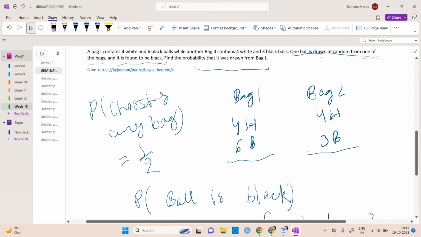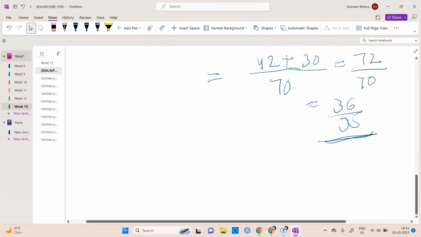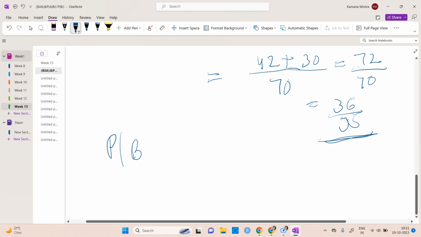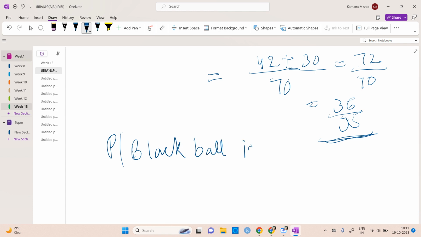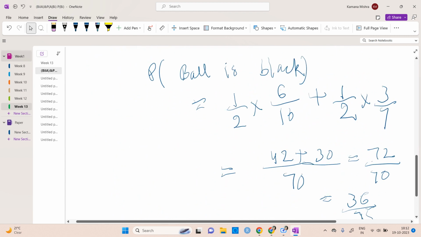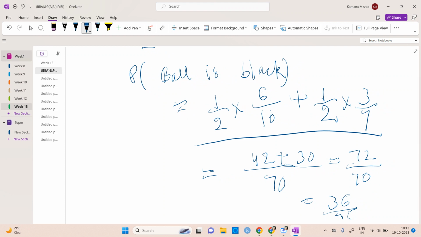Now the question is, find the probability that it was drawn from bag 1. So this is the probability that the black ball is drawn from bag 1. Do you want to give it a try, how we can find it? This is for the total, so what will be the probability that it is drawn from bag 1?